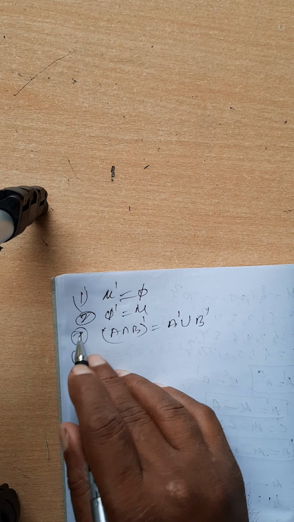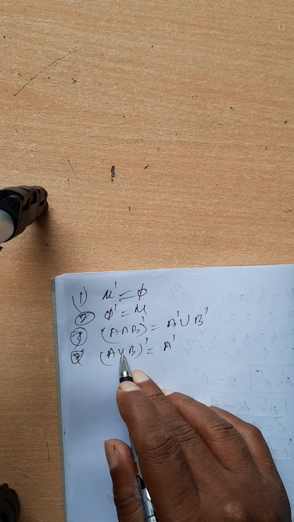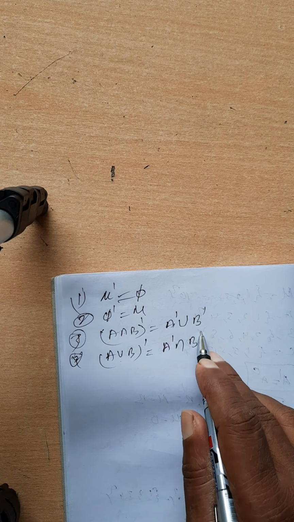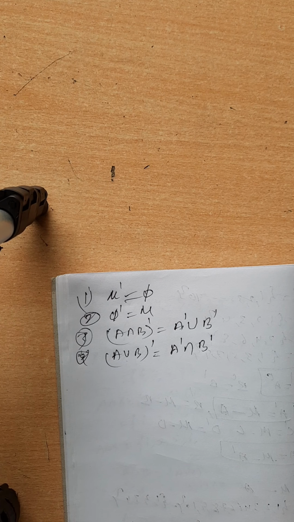Fourth one, A union B whole complement is there. For that, what you have to do? You have to write A complement, with the union changed to intersection, while separating each. The whole complement changes to separate complements. So like that we have to write.